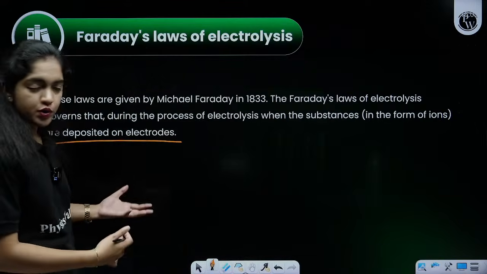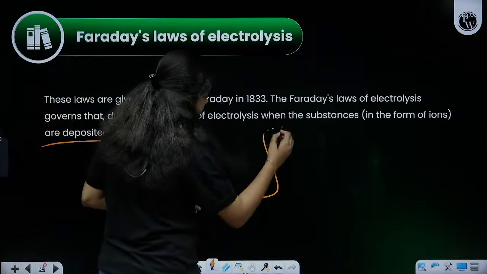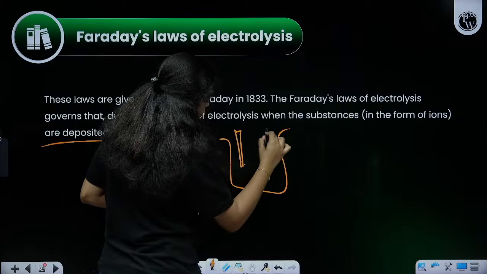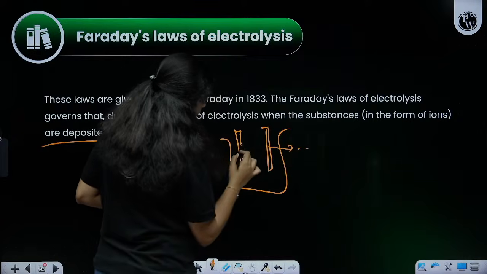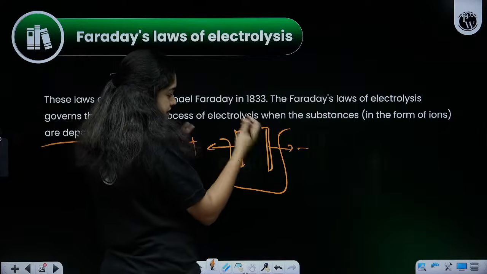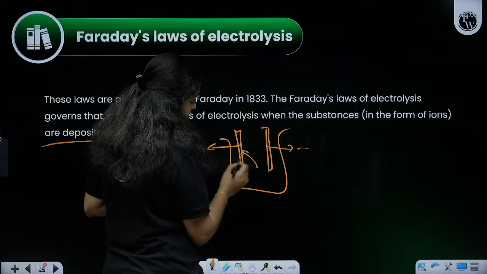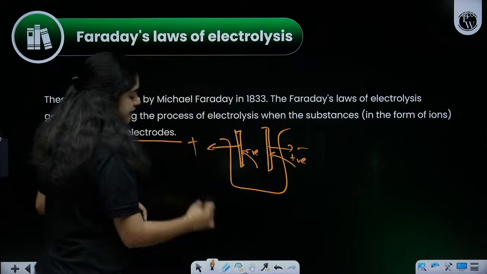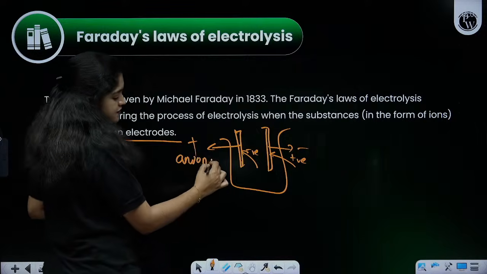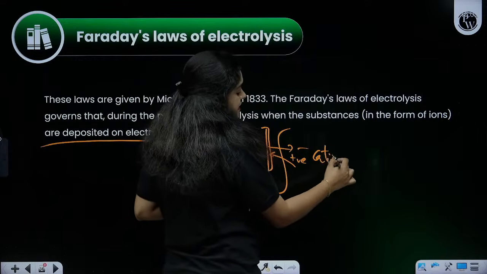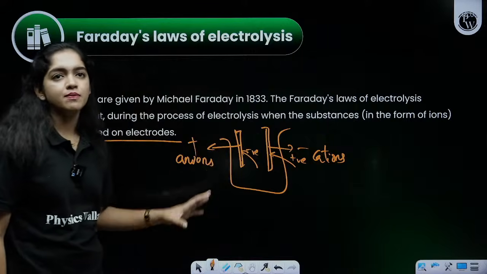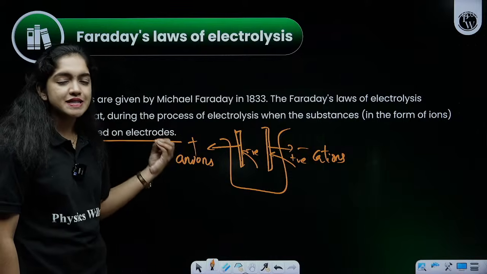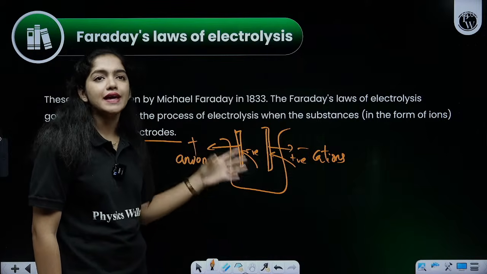I have shown you the attraction. For example, if a beaker is there, anode will be there, cathode will be there. Cathode is negative, anode is positive. Here, when electricity passes, what will happen? Negative ions attract anode, positive ions attract cathode, and negative ions are known as anions and positives are known as cations, that we discussed. The same thing is explained by Faraday, that on the electrodes, substances are deposited on anode and cathode.